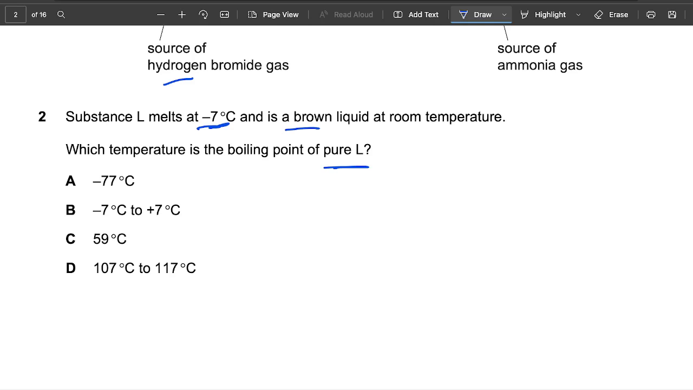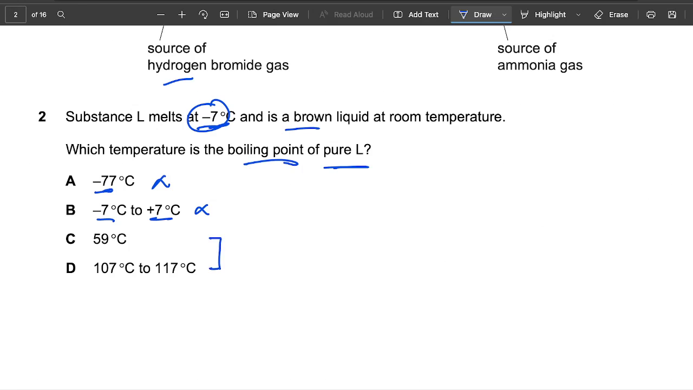Okay, now let's use the elimination technique to remove answers. First of all, it can't be -77 degrees because it is less than the melting point, which is not possible, right? Because the melting point is -7 degrees, so the boiling point cannot be -77 degrees. Then again, it can't be this because this is the melting point. We have to look for the boiling point, not the melting point, so it can't have the same melting point and boiling point.